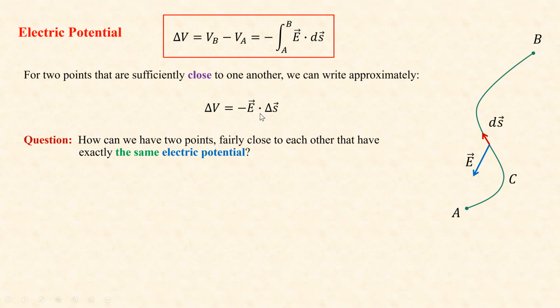What does it mean, exactly the 2 points have the same electric potential? It means the electric potential difference between the 2 points is 0. How can we have delta V 0 when delta S is not 0? What do you think? We go from 1 point to the other neighboring point, but potential doesn't change.